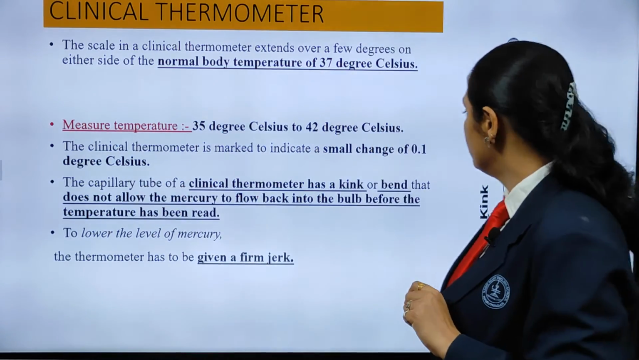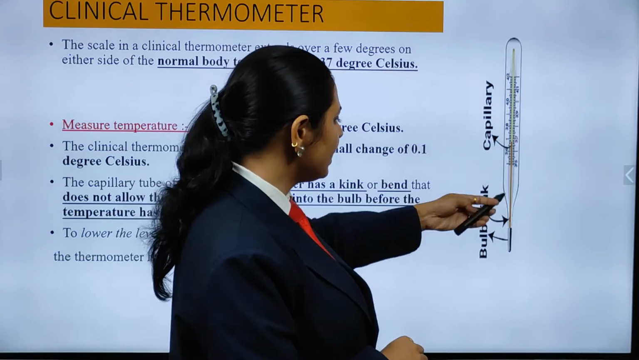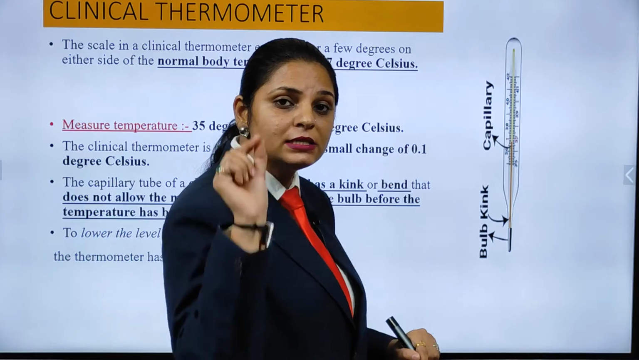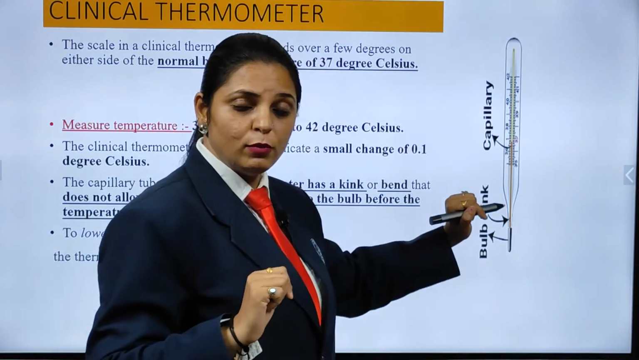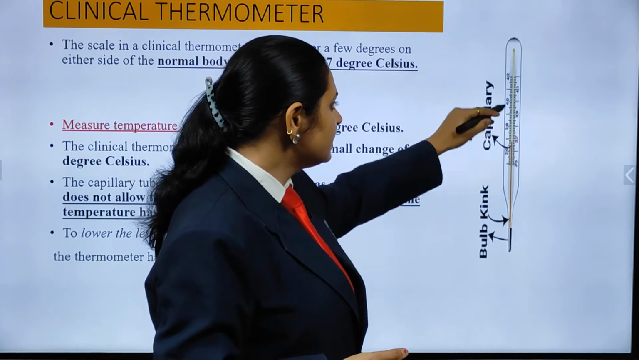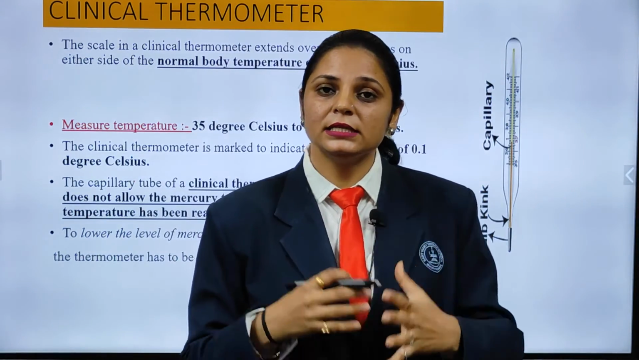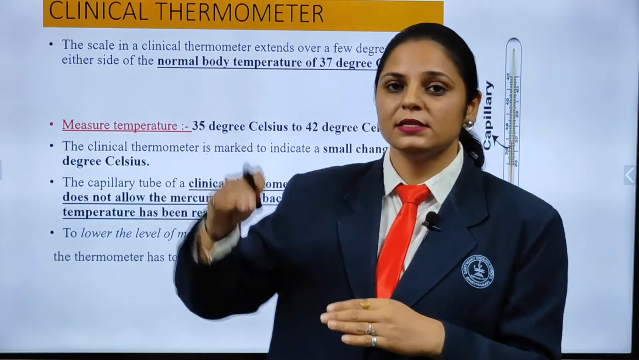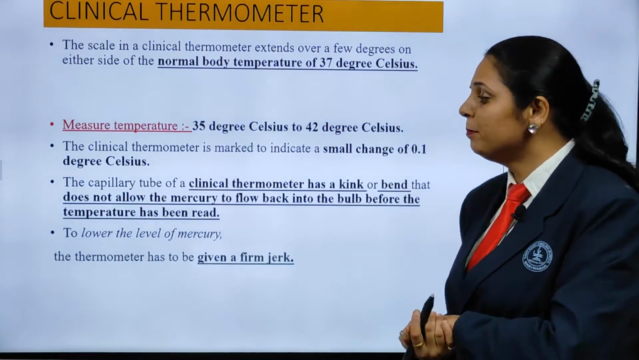The capillary tube, this one I am talking about, you can see over here that this is the bulb and a kink is present. A kink is a constriction, a fold. I'll let you know later why this kink is there and what its use is. This is a capillary, and as the mercury gets the heat, it rises freely. The clinical thermometer has a kink and bend.